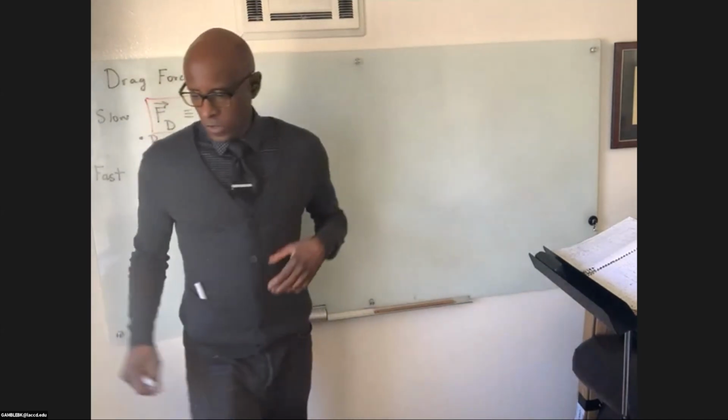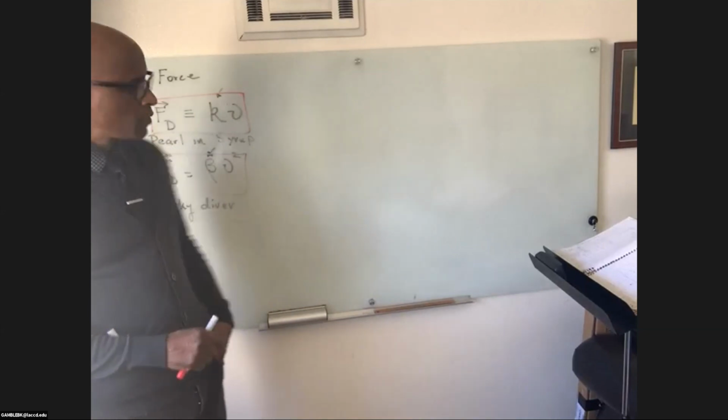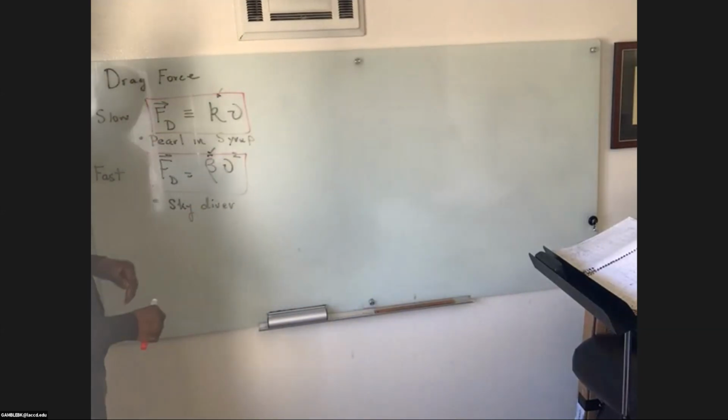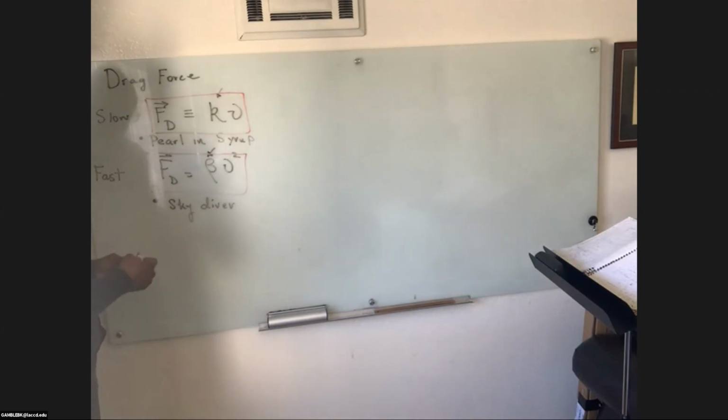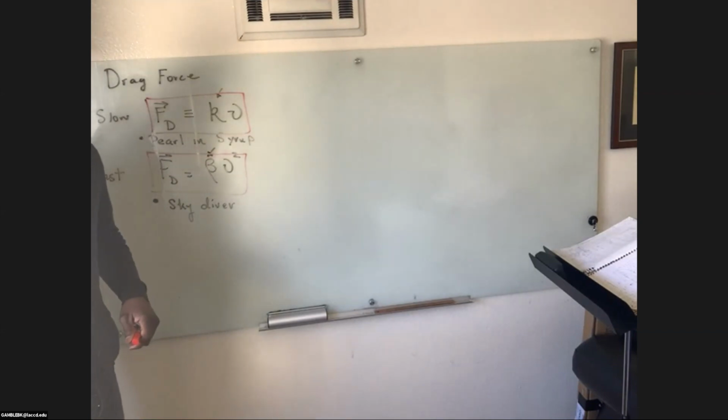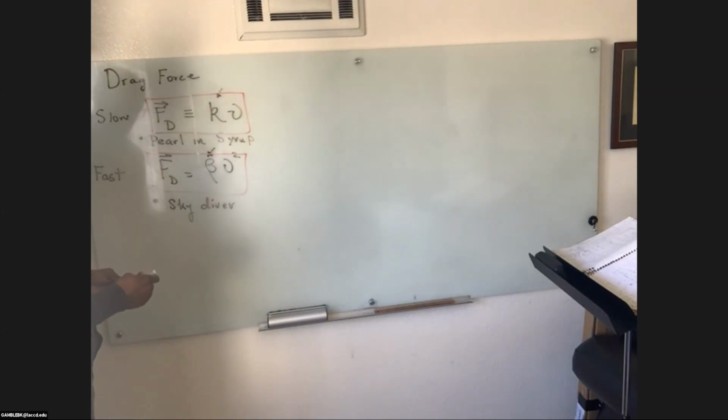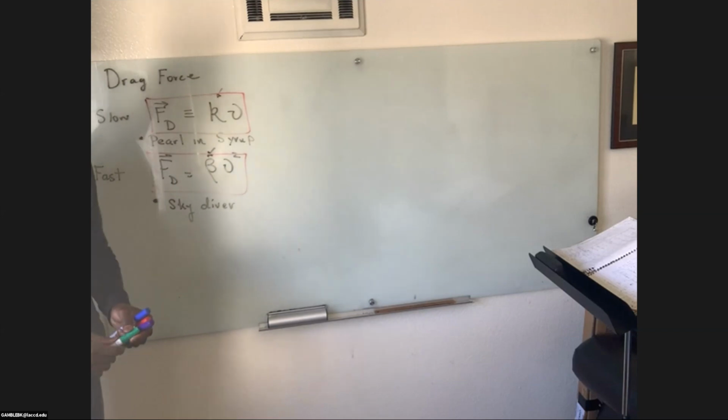All right, so the units for these things are also different. Force has units of newtons. So for a slow moving object, I should have done that under here, we can see that the units for beta, or sorry, for K, that's what I've called it, is going to be equal to kilograms per meter. I'm sorry, kilograms per second.